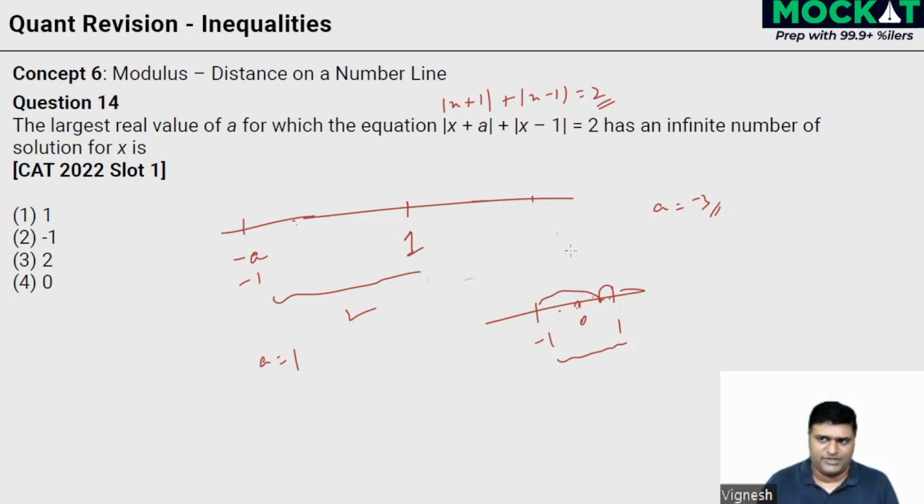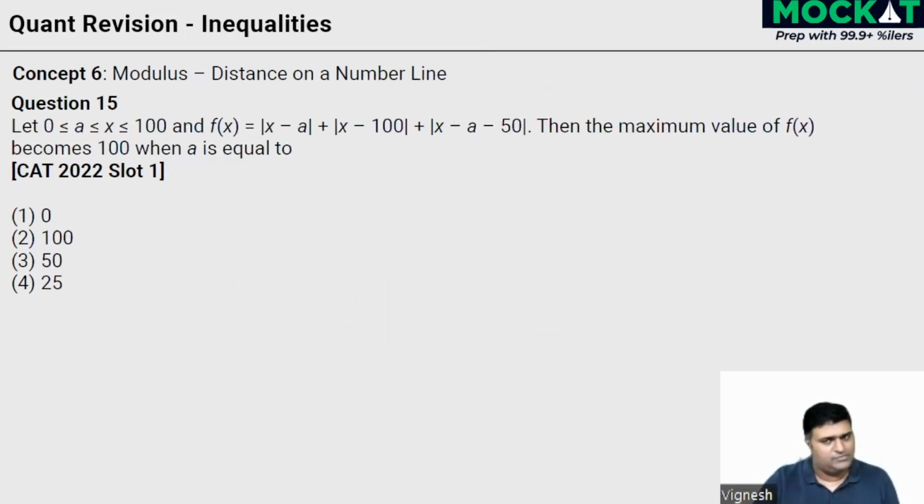So therefore, we just solve for it. The largest value a can take is plus 1 over here. Minus a is minus 1, so a is going to be plus 1. So option 1 is the answer for this question. It seems complex, but if you practice these questions and are very clear with the concepts, it's going to become quite easy. On to the next question.